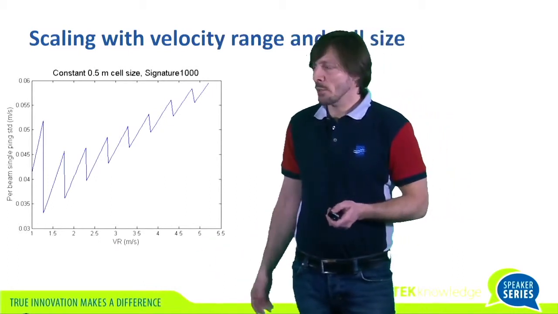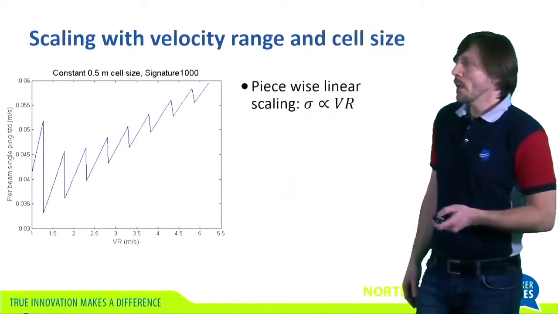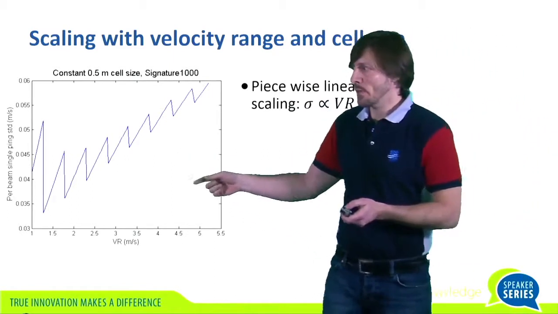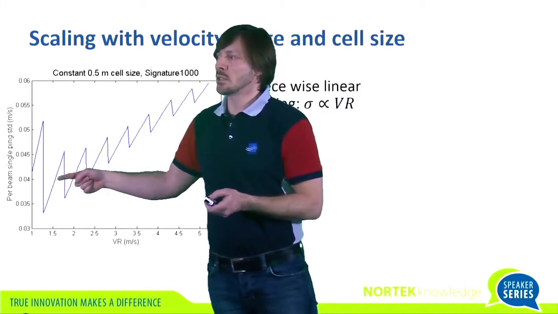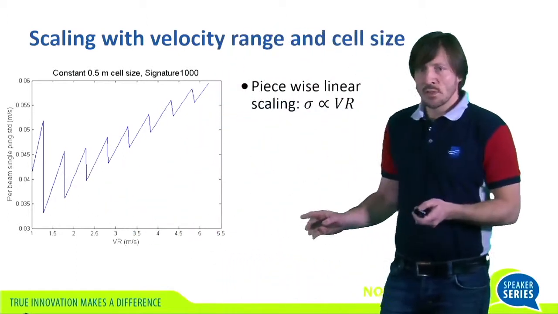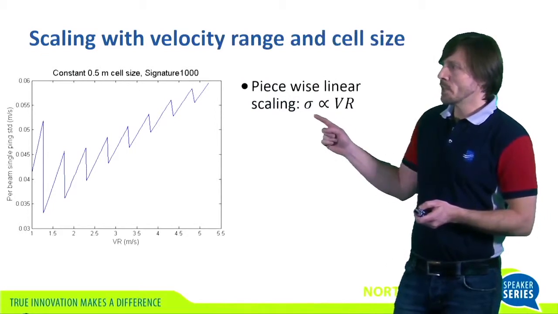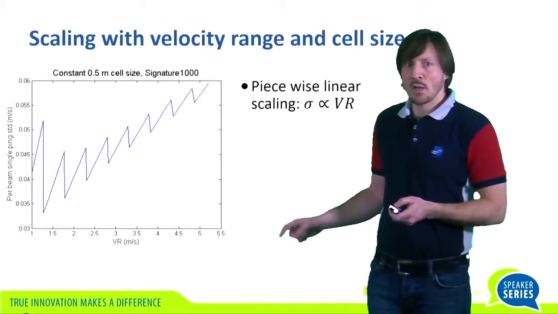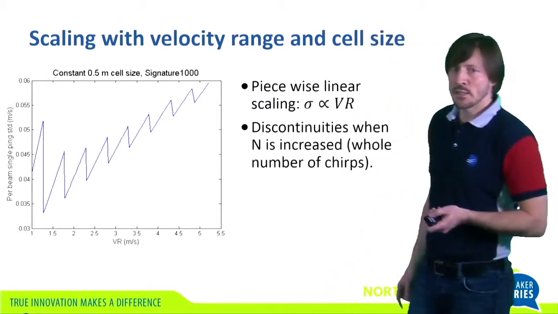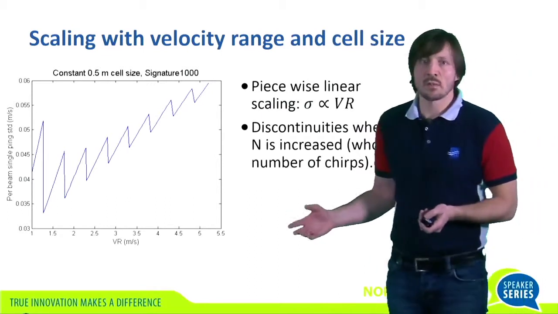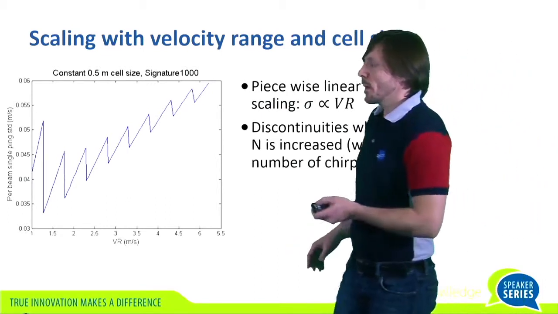This looks a little bit complicated, but let's try to sum up what we're seeing. At least piecewise, I am seeing this linear behavior. This line here looks linear, and this line looks linear. So at least for these segments, it looks like we do have linear scaling with velocity range. But I also have these discontinuities. So what happens there? Well, that's where the correlation comes into play.